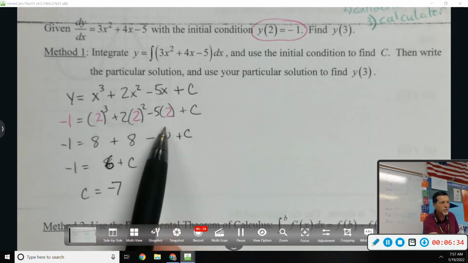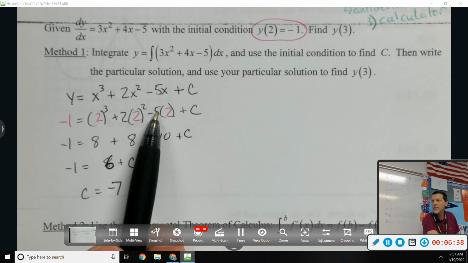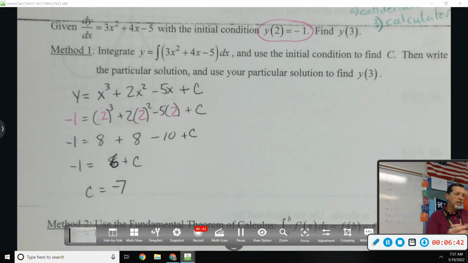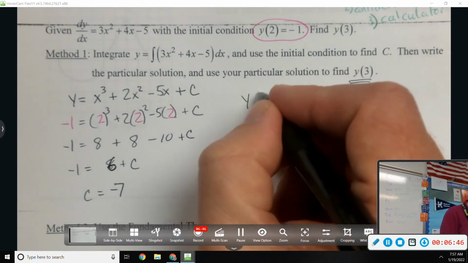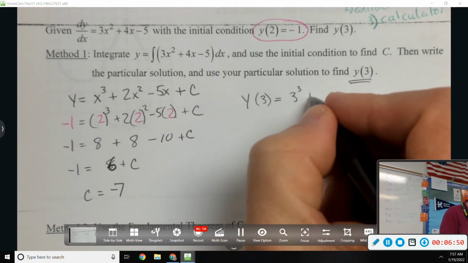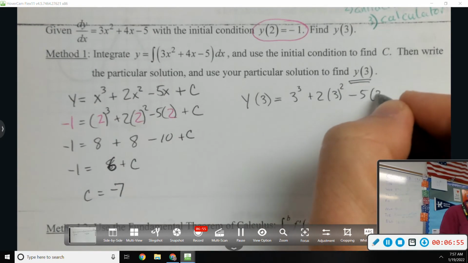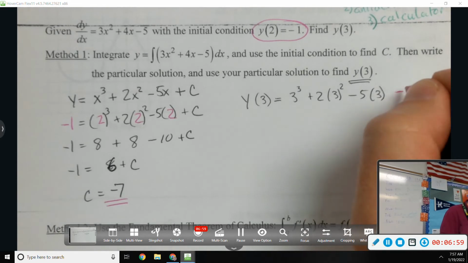That's really similar to that one differential equation problem you had on the last test, right? Integrate, use a condition to figure out what c is. This takes it one more step. It says find y of 3. So that means I'll plug in 3. And I know what c is, so instead of plus c at the end, I'll have minus 7 at the end.